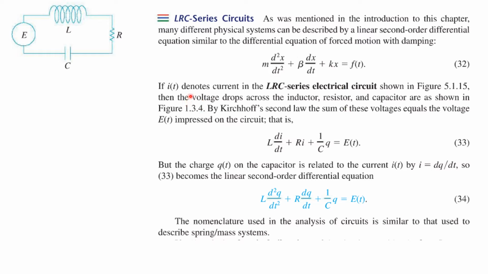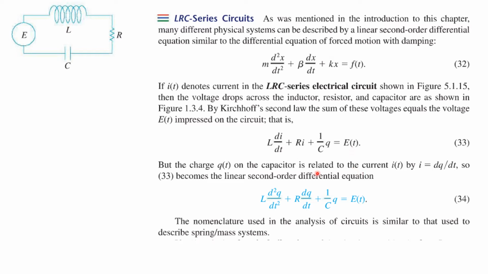If i(t) denotes the current, which comes in amps, in the LRC series circuit, where L stands for inductance, R is resistance, and C is capacitance, then the voltage drops across the inductor, resistor, and capacitor are shown. I guess I didn't copy the figure, but if you use Kirchhoff's laws, you get this representation. You see things match up very well, although we're using different letters.